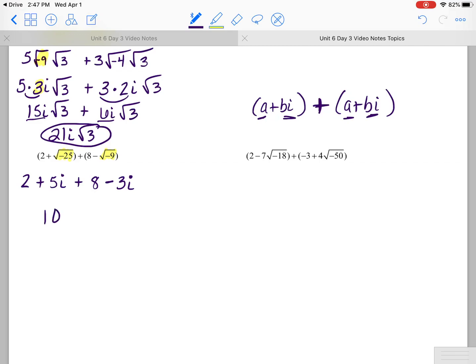Now I'm going to combine my like terms. So I get 10. So 2 and 8 combined to 10. 5i minus minus 3i becomes plus 2i. So 10 plus 2i is my final answer. Okay.